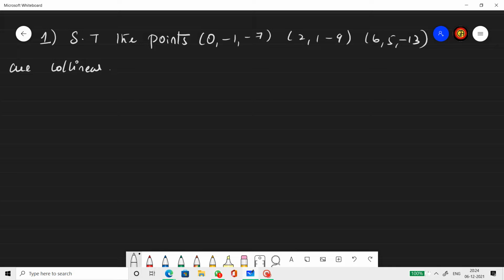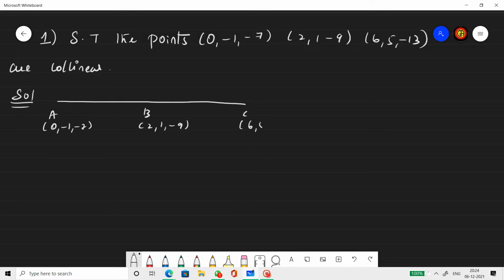So let ABC be the given points. I'm going to draw a line segment, taking A (0, -1, -7), B (2, 1, -9), C (6, 5, -3). Remember, it is not known to be collinear; I'm just assuming it in this order. Now I take that B divides AC in the ratio of K is to 1. This is also my assumption. Now let's see what we are getting through this.